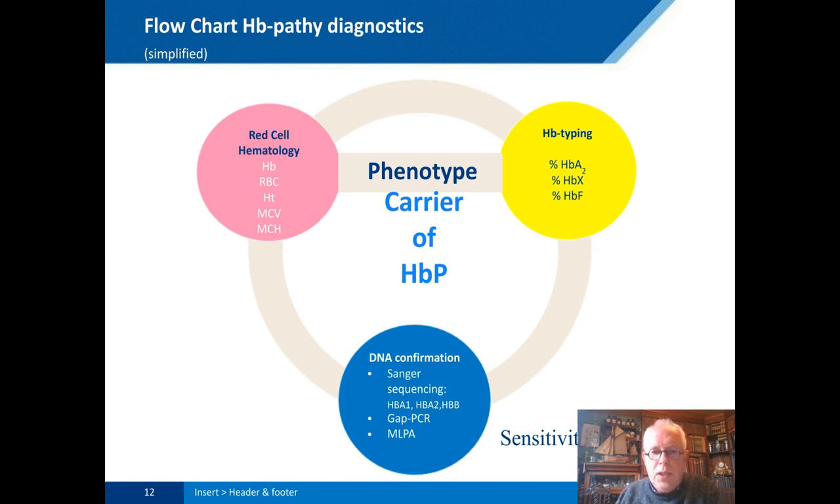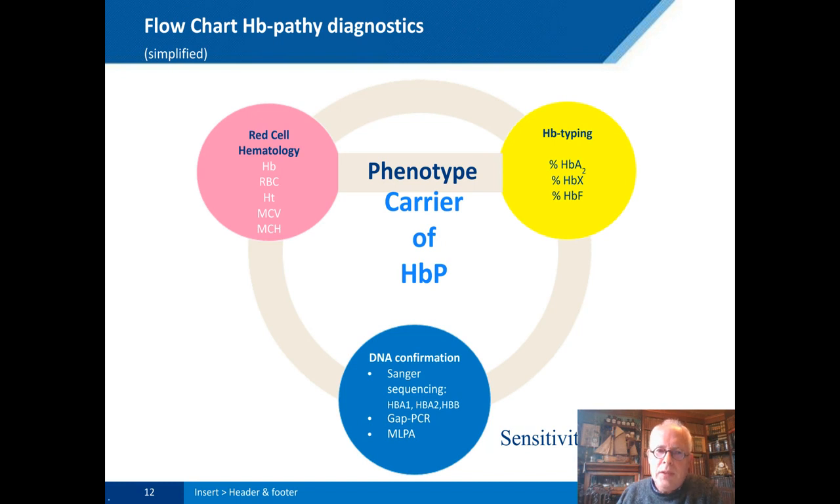So for the red cell hematology, we go into detail in the next slide. We measure the hemoglobin content, the red blood cell count, the packed cell volume, which is in my language hematocrit, and the MCV and MCH. For hemoglobin typing, it's important to determine the percentage of hemoglobin A2 to distinguish beta thalassemia carriers, the percentage of hemoglobin X, that could be S or C or D or any of the more than 1,200 hemoglobin variants that we know about, and hemoglobin F, the remaining fetal hemoglobin.